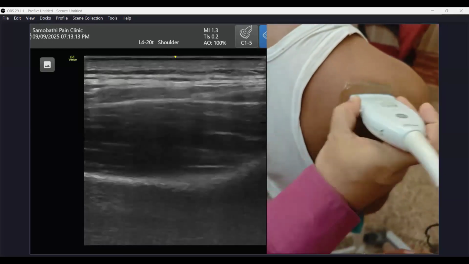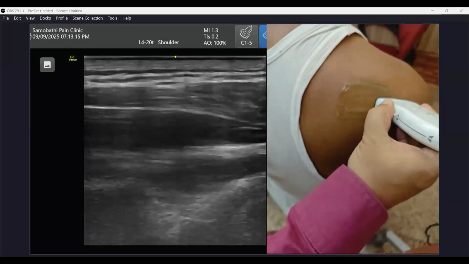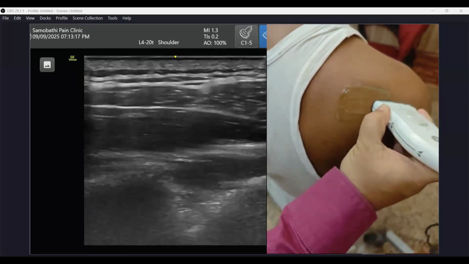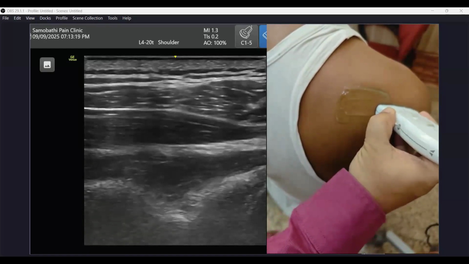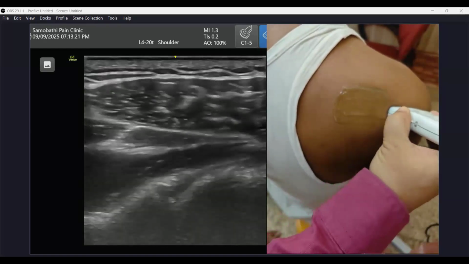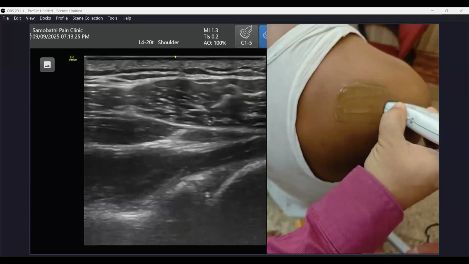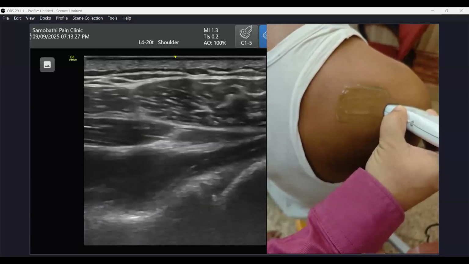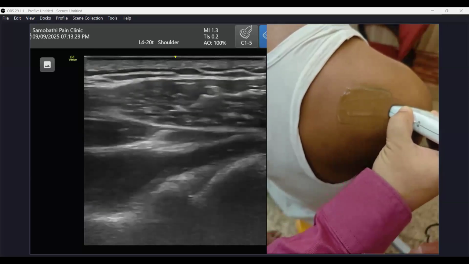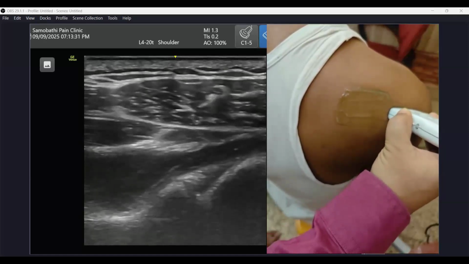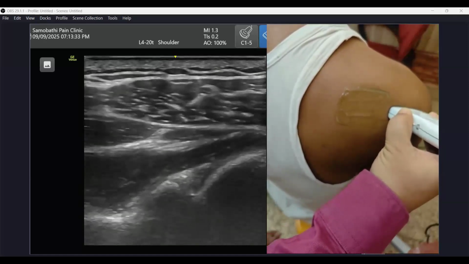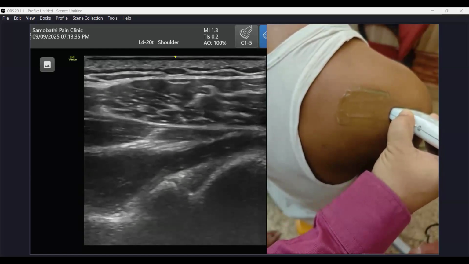Okay, so this is the spinoglenoid notch area. Now I am seeing from a bit below. If I keep it straight in this way, in ultrasound, in whichever area is important, you will focus on that area at that time. So at present I am seeing the glenohumeral joint only. Okay, I am focused in the glenohumeral joint.